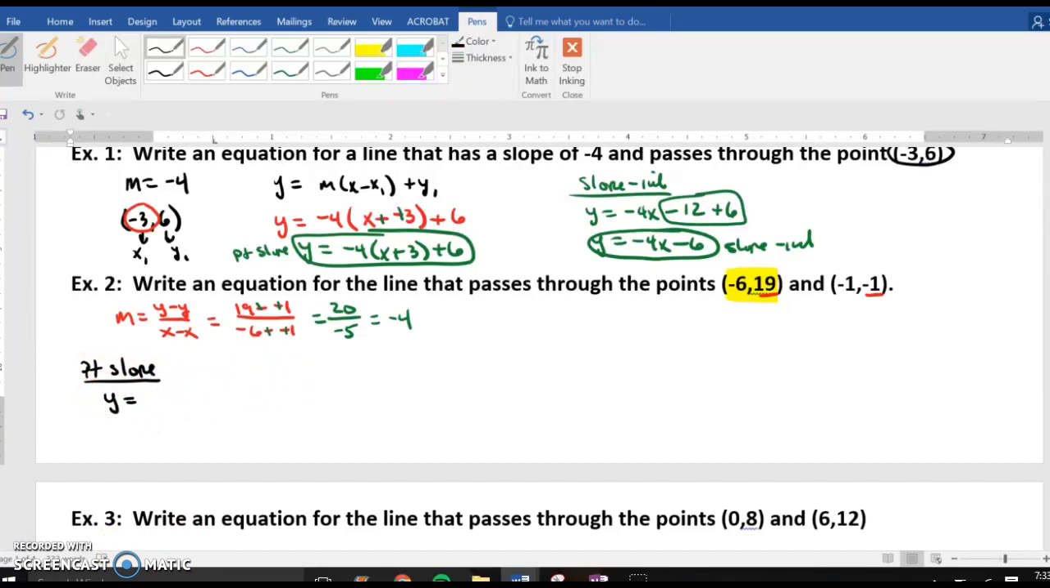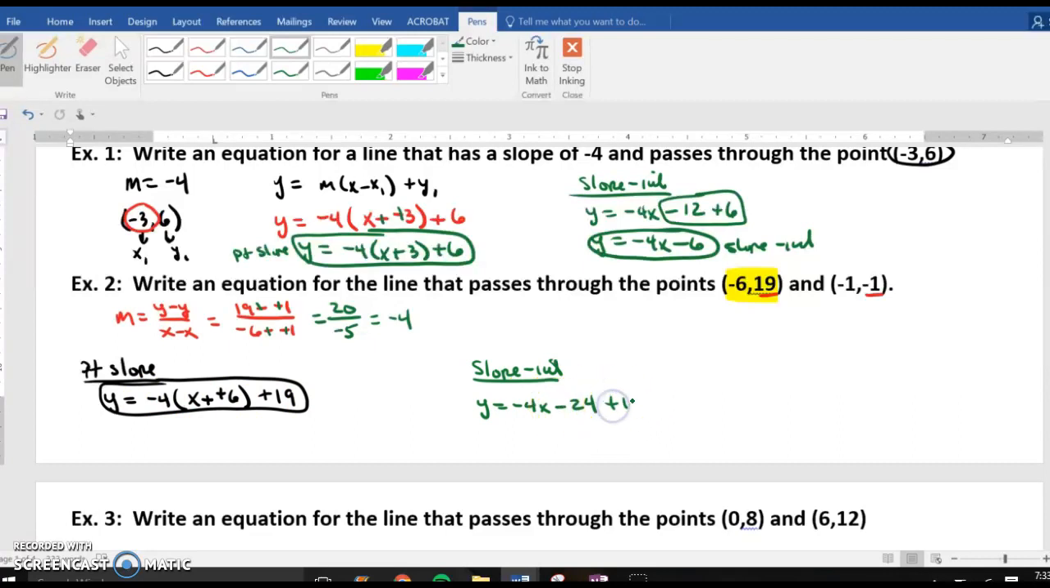So y equals, my slope is -4 times, we're going to go x minus -6, and then that's going to be plus 19. Now we should change this to plus positive, and this would be your point slope form. Now when we go to write this in slope intercept, okay, first thing we do is we distribute the -4. So -4 times x is -4x. -4 times 6 is -24 plus 19.